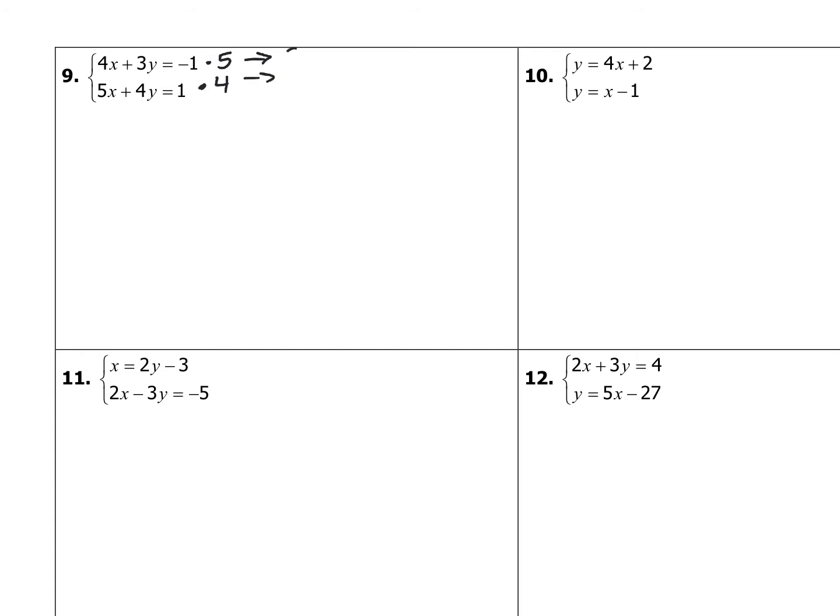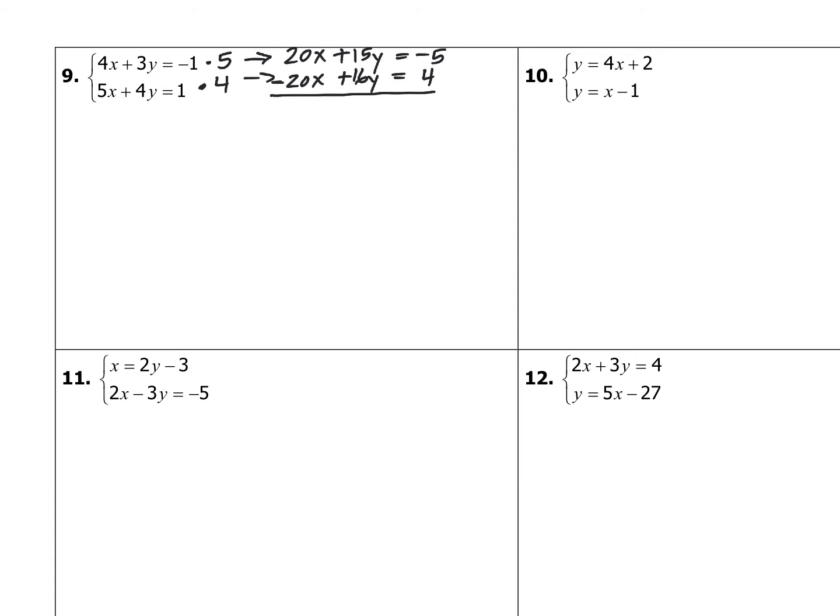So this is going to be 20x plus 15y equals negative 5. And then I'm going to multiply the bottom equation by 4. So 20x plus 16y equals 4. And I'm going to subtract to get the x terms to cancel out.